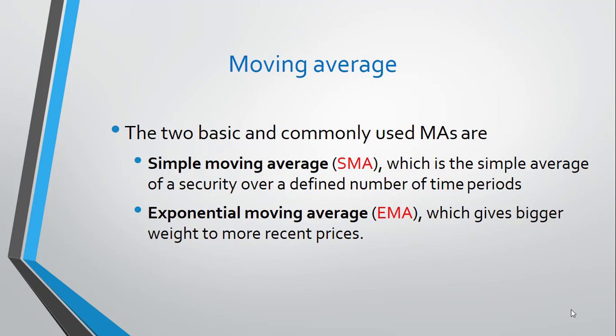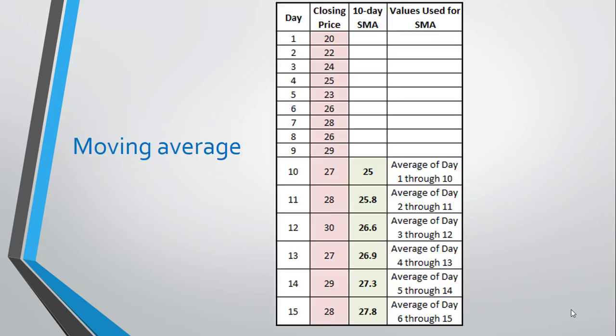There are two basic and commonly used moving averages. One is called the simple moving average, or SMA, which is the simple average of a security over a defined number of time periods. Just a simple average. And the other is called the exponential moving average, or EMA, which gives a bigger weight to more recent prices, or whatever you're measuring.